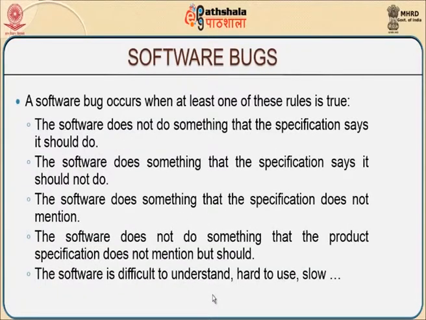Now, we will try understanding certain rules which a software bug has to come across. A software bug occurs when at least one of these rules is true. So it is certainly dependent on all these 5 rules. The software does not do something that the specification says it should do. So it does not do what the specification has actually mentioned, that is what we are saying here.